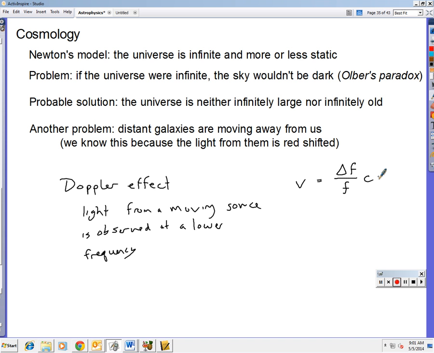The speed at which the galaxy moves is equal to the change in frequency divided by the original frequency of the light, times the speed of light, c. That equation is in your equation sheet, but you need to know that that's the Doppler shift equation for light.